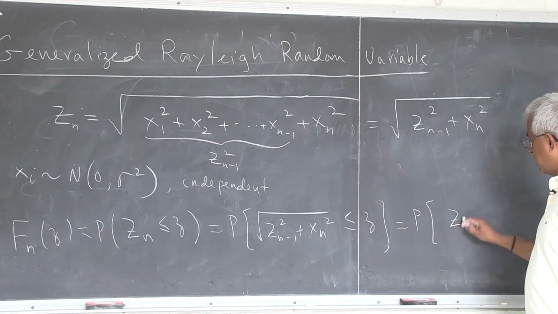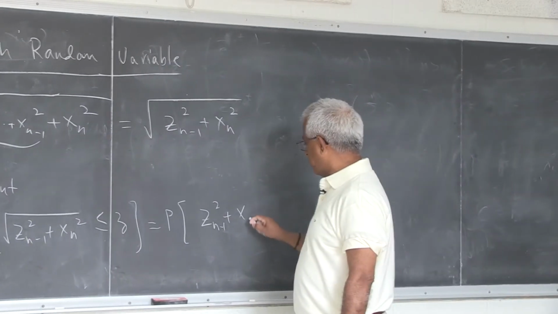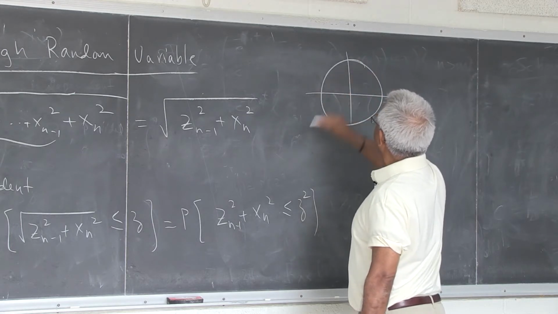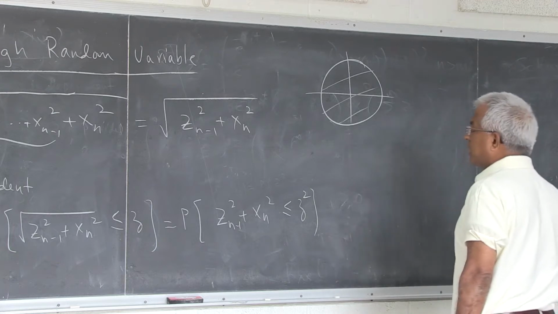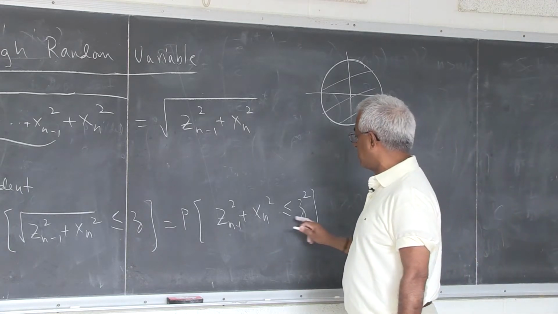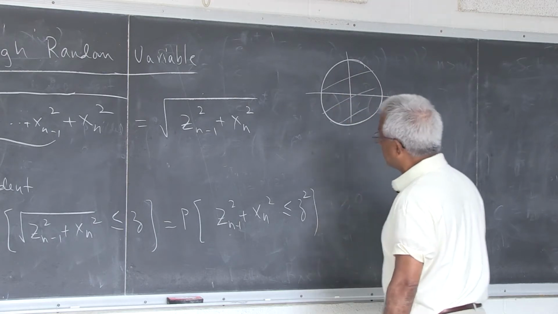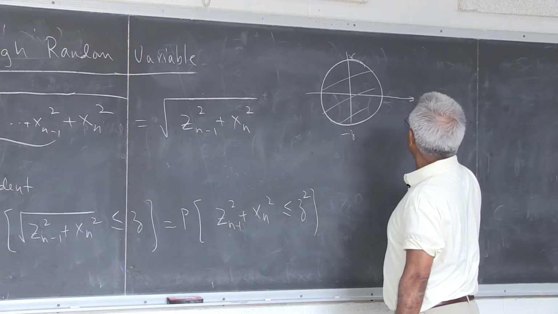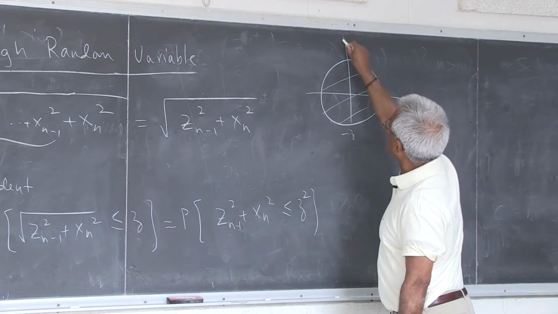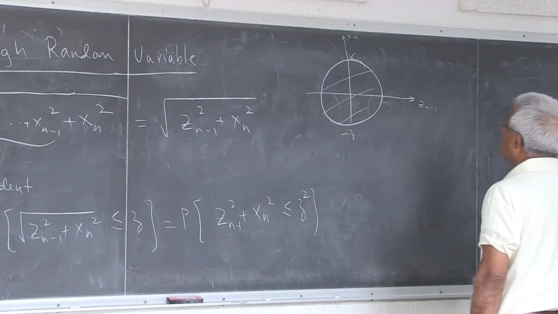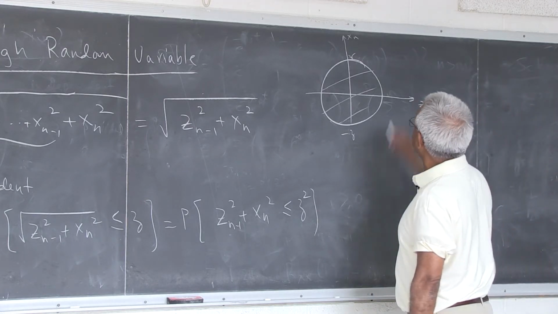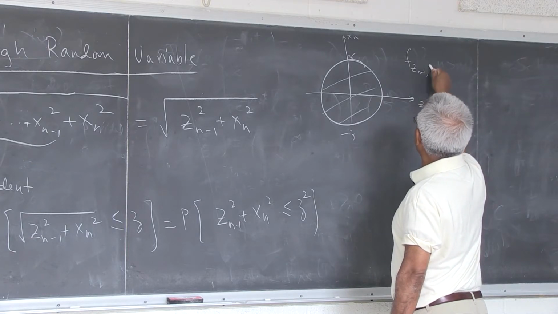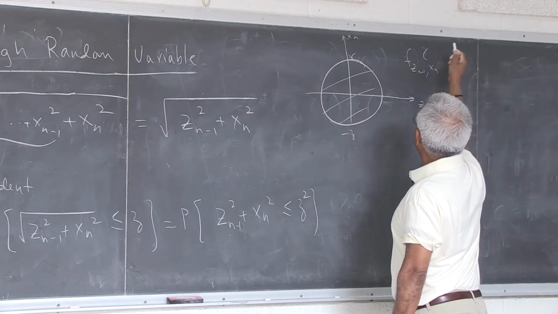So this is the same as zn minus 1 squared plus xn squared less than or equal to z squared, which is this area. We need to integrate the joint density function of these random variables because this is the equation of a circle, and we are integrating within the circle with radius z, from minus z to plus z. This is the random variable zn minus 1, and this is xn. Then the joint density function of zn minus 1 and xn, I'm going to use the variables x and y.